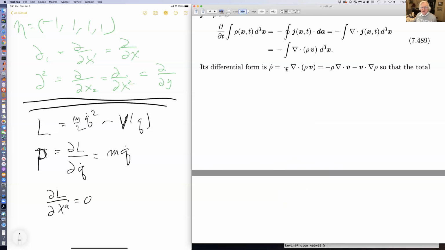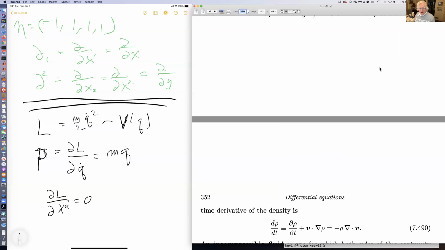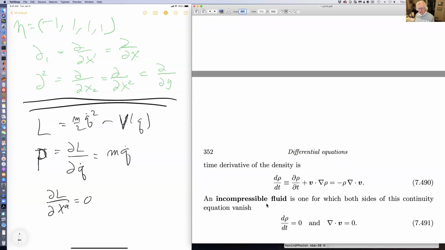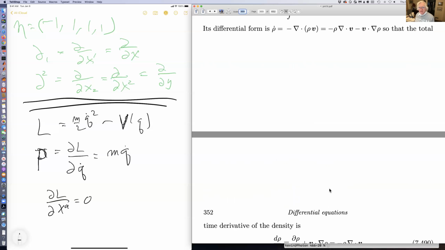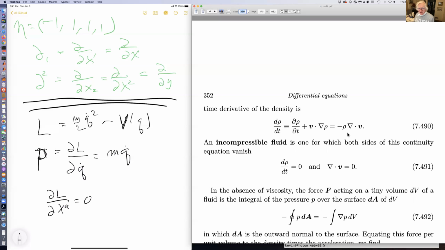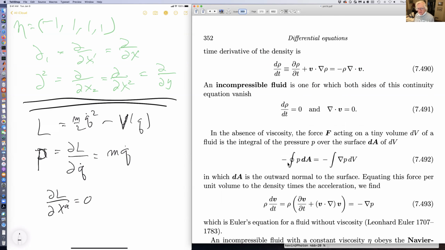All right, so let me write this. The differential form of this is rho dot is minus the divergence of rho v, and then there are two terms here. And so the total time derivative of the density then is the partial time derivative plus this. So we get this expression here. An incompressible fluid is one in which both sides of this equation vanish. So the divergence of v is 0 and the total derivative of the fluid density vanishes.